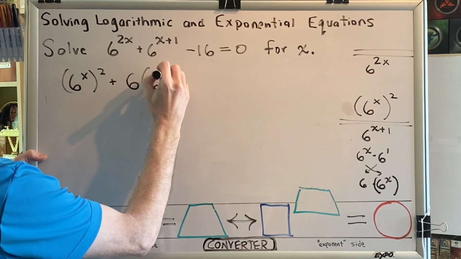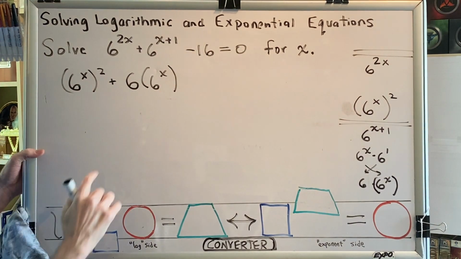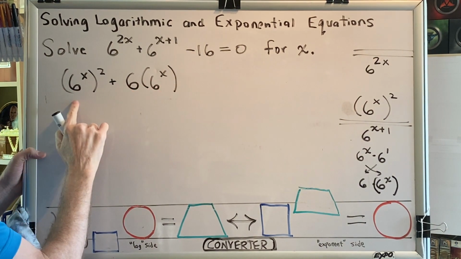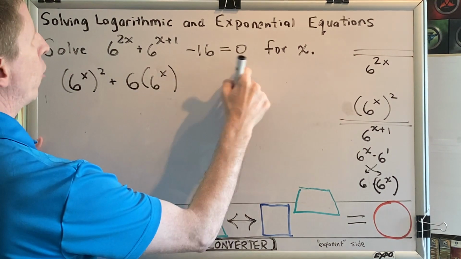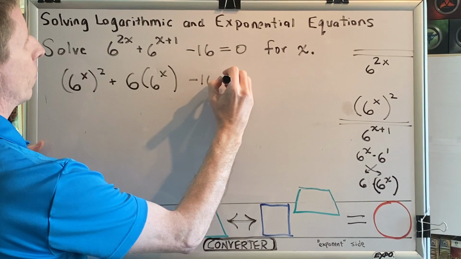6 times 6 to the x power. Notice that in this case we've got a number in front, and in this case we've got a number as the exponent, but both of them are the form that we're looking for. The rest of the equation remains unchanged.